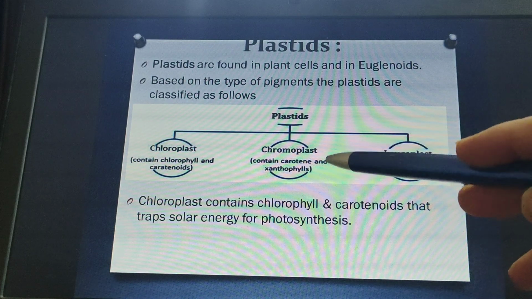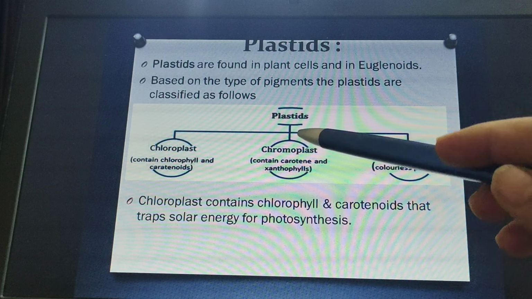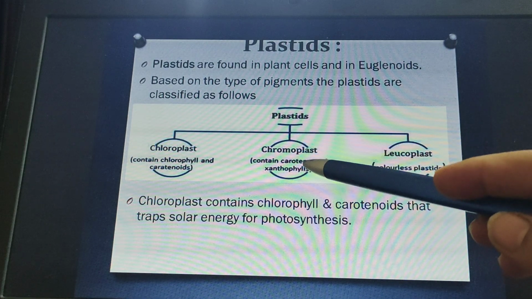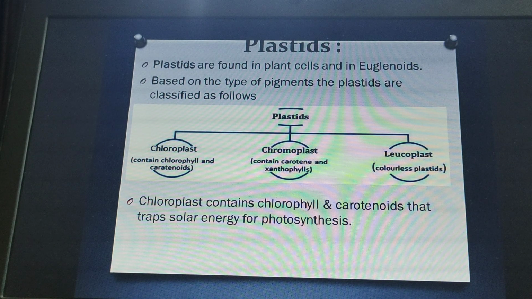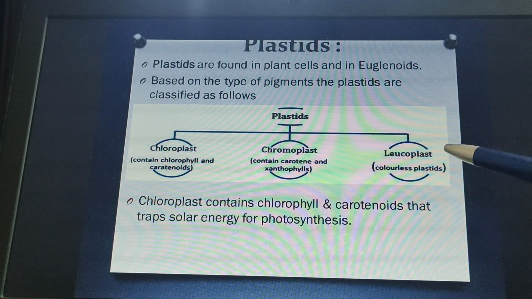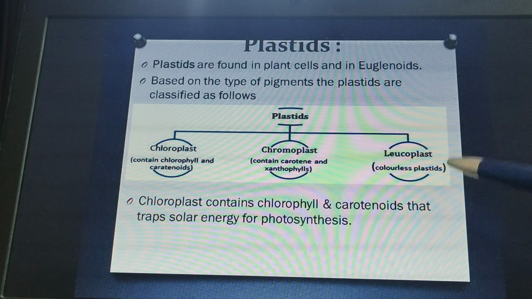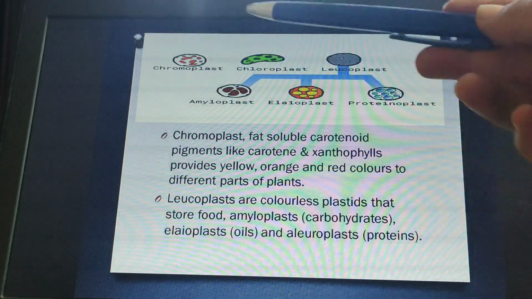Second is chromo. Chromo means different colors, so that contains the carotene and the xanthophyll pigments, and this chromoplast is responsible for providing different colors other than green to the plant, like we see orange, red, purple, different shades in case of the different plants. So those different shades are because of the chromoplast. And the last one is the leucoplast. This is a special type of plastid which does not provide any color, but it is responsible for the storage of the food. So now we can see over here, these are the three types of plastids: chromoplast, chloroplast and the leucoplast.